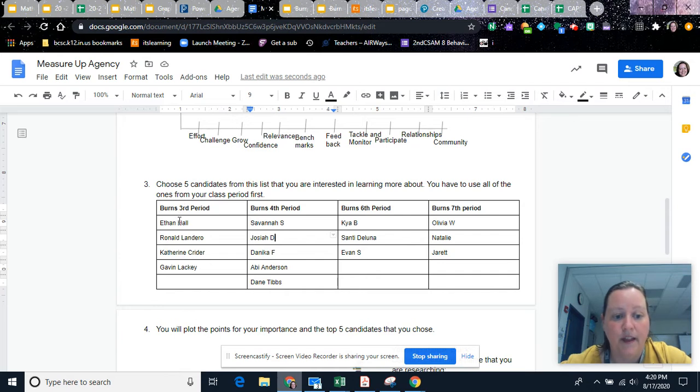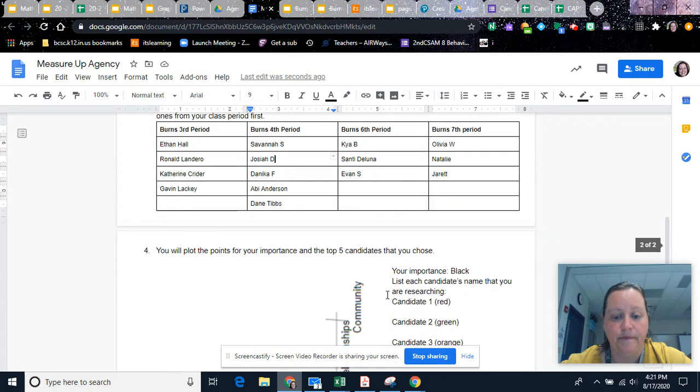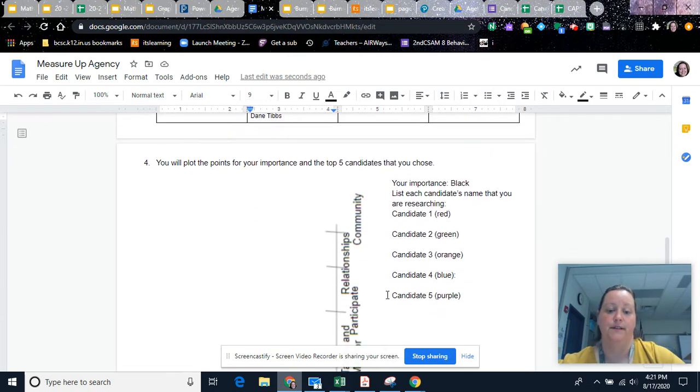So period 3, these are the people that we have. So I'm asking that for this next part, you choose 5 different candidates. So if you're in my 3rd period, I know you are automatically doing these 4 candidates. Like you're going to look into these 4 candidates and you have to use those 4. And then out of everybody else, you can pick the 5th person that you're most interested in to learn more about their agency. Okay, so I want you to go through and you're going to circle which 5 that you're going to do this for. Then you're going to go onto the back.